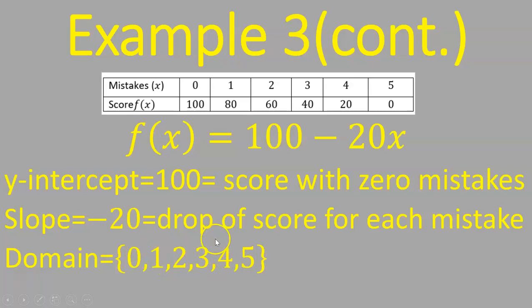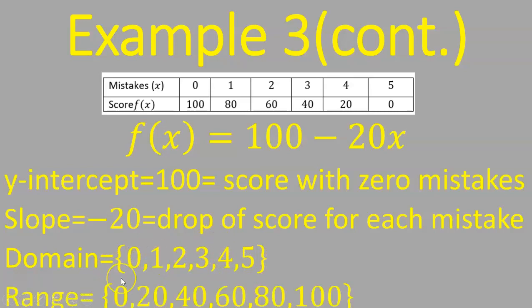You can't get in between. And similarly, you can't get in between these scores. Okay, so we only list those for your range. You can't possibly score 30 here, for example. And note that your score depends on the number of mistakes. That's why these are your domain and these are your range. Time is not involved on this example.